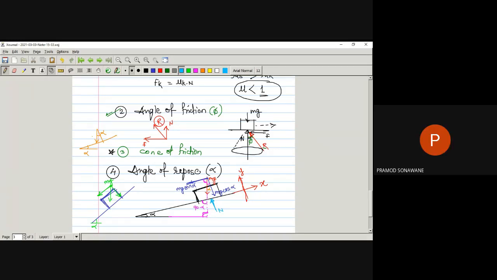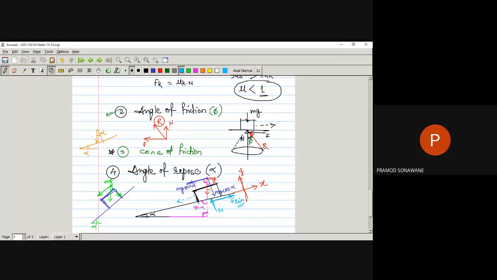Now my block, or crate, is having its impending motion direction downward on the plane. So what should be the direction of frictional force? Opposite to it, that is, upward directional frictional force is expected. Yes. This is my F limiting, because I am going to use its maximum value. Did everyone understand the free body diagram? Yes, ma'am. Is it clear to everyone?